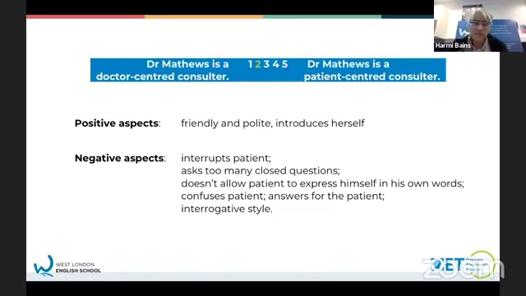The patient was confused because there were multiple questions. They were being asked more than one question at the same time. And even the doctor answered for the patient. And this style, it's interrogative, it was questioning, just lots of questions. And really, I think that goes back to too many closed questions.